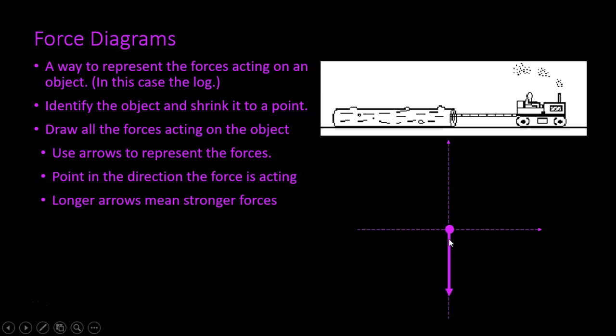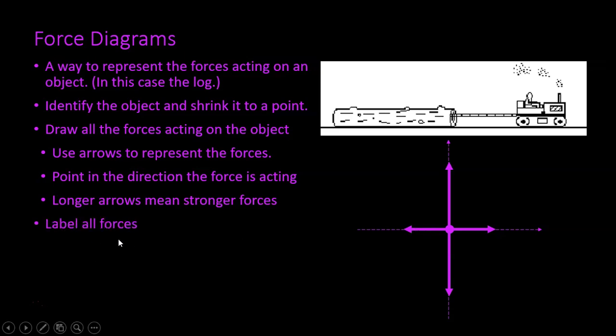So we know there's a force pulling down towards the center of Earth. We also know that the ground is pushing up on the log. We can see from this picture that there's a force, the rope, pulling the log to the right, and we know that the ground is causing friction, hindering that motion, so it is pushing to the left.